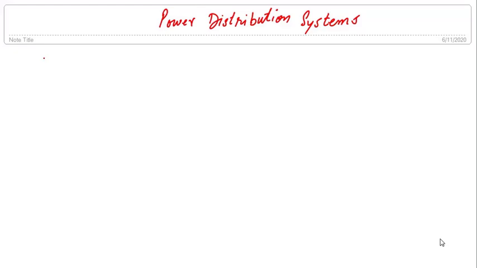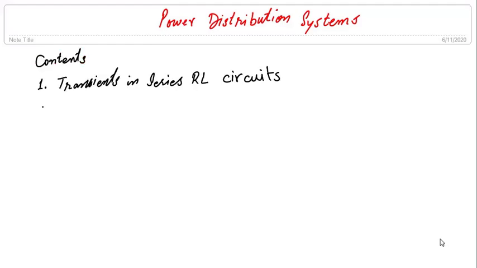Bismillahirrahmanirrahim. Dear students, the contents of our today's lecture are: today we'll discuss the transients in series RL circuit, because understanding of the transient behavior is important in order to understand the short circuit analysis and the different component of fault current that is required to select the rating of circuit breaker.